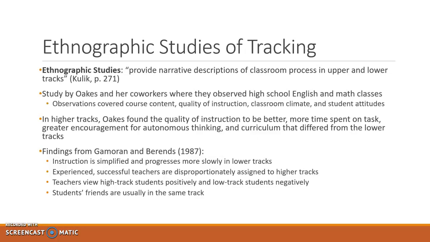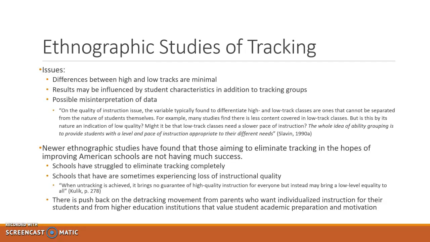Gamoran and Behrens also looked at the outcomes of ethnographic studies and found that in the lower tracks, instruction was simplified and progressed more slowly. Additionally, experienced and successful teachers were disproportionately assigned to teach higher tracking courses rather than lower tracking courses. Teachers view high track students positively and low track students negatively, and they also found that students' friends are usually in the same track. There are a couple of issues with ethnographic studies.